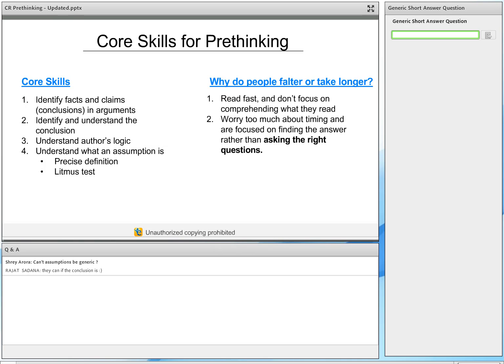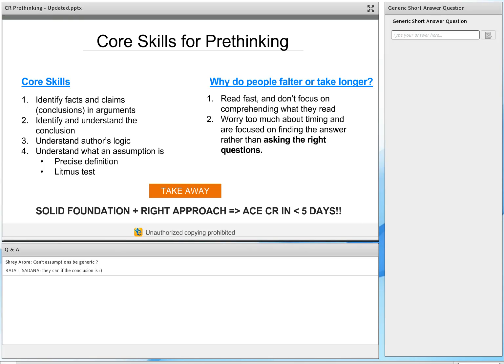I see a question which is saying, what is the recommended amount of time to devote to CR questions? I can tell you the answer is between 2 minutes and 2 minutes 30, but at this stage, you shouldn't worry about it. You're learning a new thing. Don't bother about timing at this stage. I'll tell you when to bother about timing. Focus on asking the right questions.